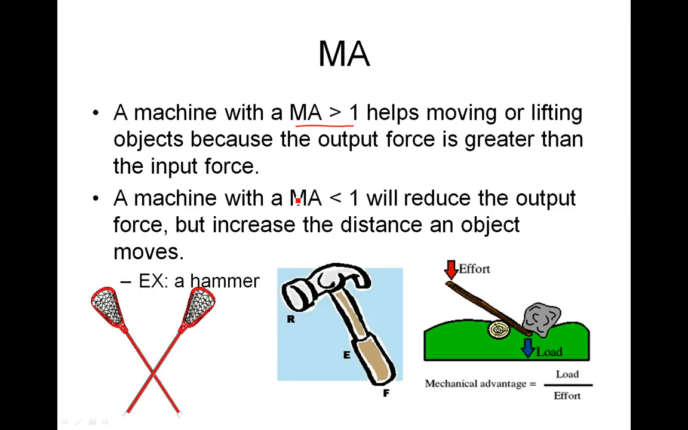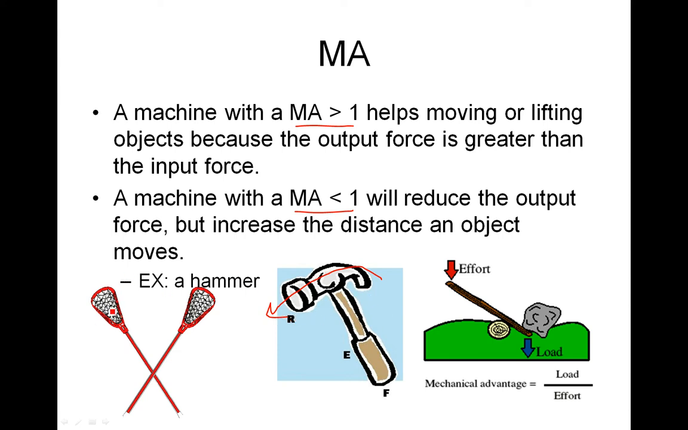Sometimes, though, you're going to have a mechanical advantage less than 1. When you do, it's going to reduce the output force, but it increases the distance. And again, the hammer was a good example of this. You were getting that big distance out to gain momentum to put the nail in. It required a lot of force, though.